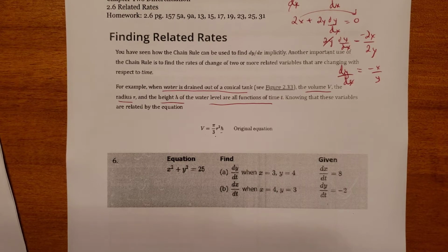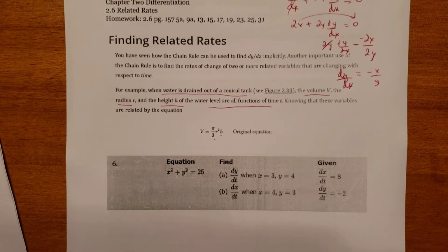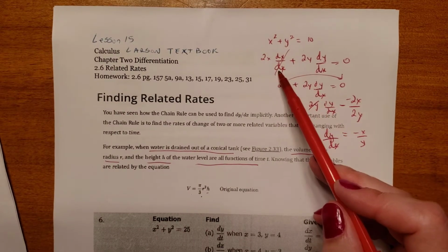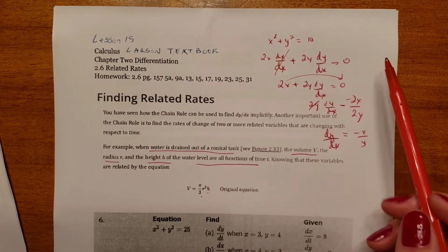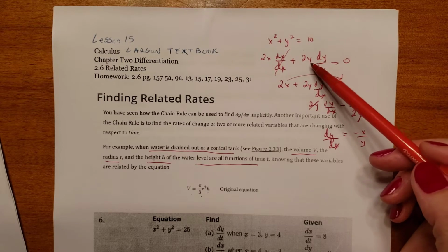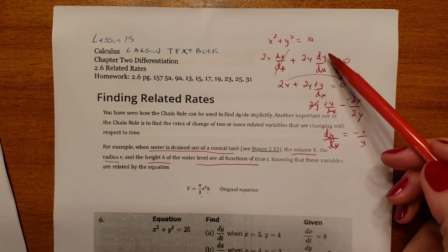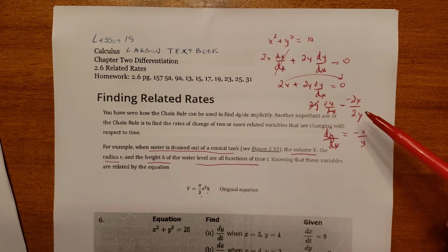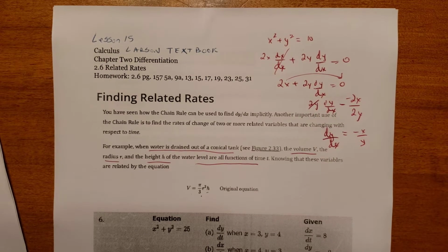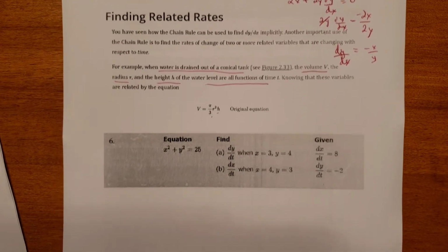I was comparing this to the last lesson with implicit differentiation, where we took the derivative of everything with respect to x, and that's what we've always done. But if you don't solve for y first, when you take the derivative you have to leave dy over dx and then solve for it. We're not going to bother doing that in this section, but everything is going to be a derivative with respect to time.